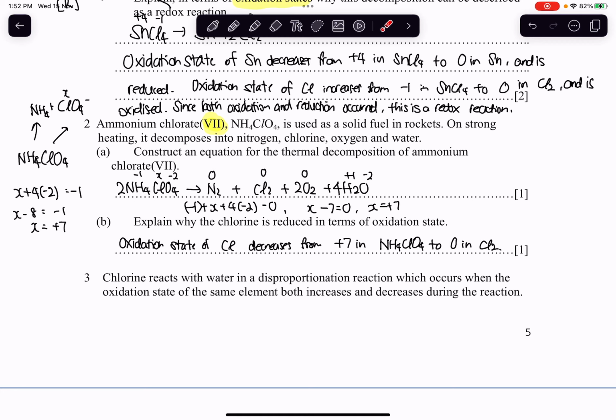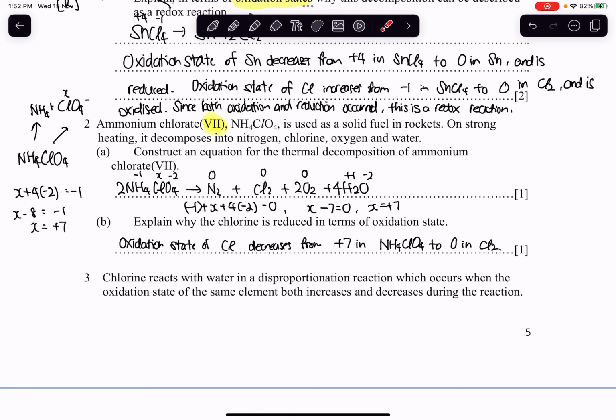So you start with ammonium chlorate(VII), forming nitrogen, chlorine, oxygen, and water. Remember, nitrogen, chlorine, and oxygen exist as diatomic molecules, so you must write N2, Cl2 and O2. If not, you cannot get the answer. Okay, so now how do you balance it?